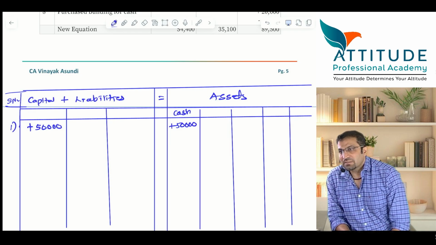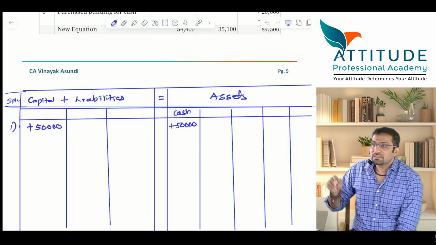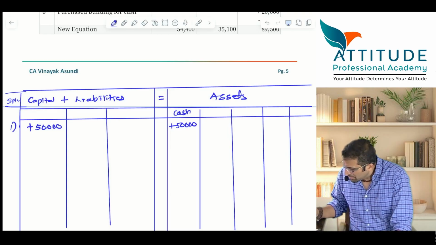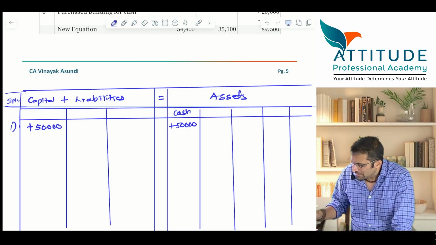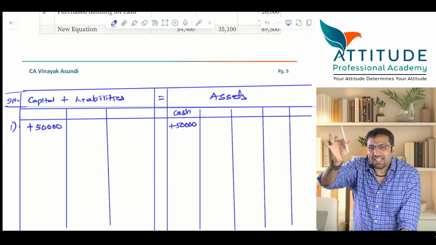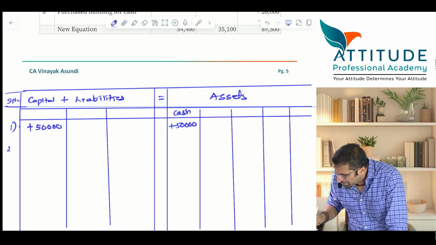Settle down fast here. Capital is plus. Cash is also plus. Is that clear? Okay. Now, don't write the balance and all. Just write this much. Is that clear? I am using blue ink for plus and red ink for minus. Is that clear? Shall we go to the second one?